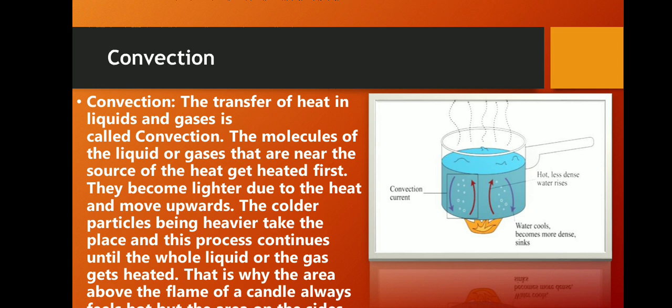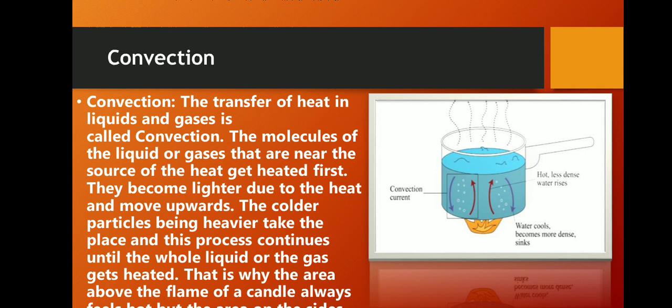Now, let's try to understand the next, convection. Convection is the transfer of heat in liquids and gases. The molecules of the liquid or gas that are near the source of the heat get heated first, then they become lighter due to the heat and move upwards. The colder particles, being heavier, take their place, and this process continues until the whole liquid or gas gets heated.